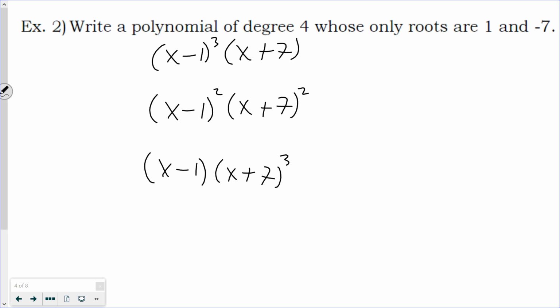So if I gave you a question like this on a test or quiz, and you listed out any of these 3, it would be right. All 3 of these are possible answers, they're all correct. Any questions about that? Does that make sense?